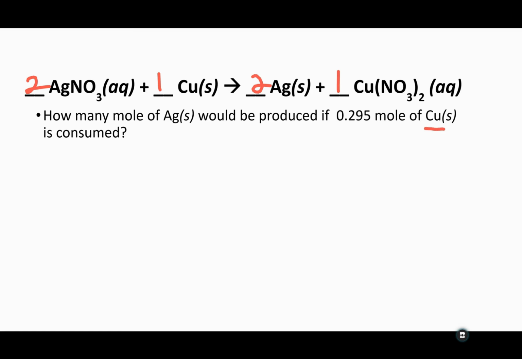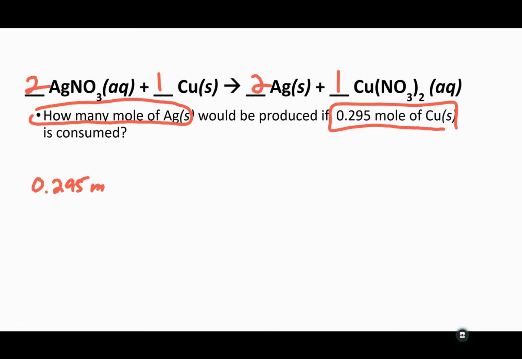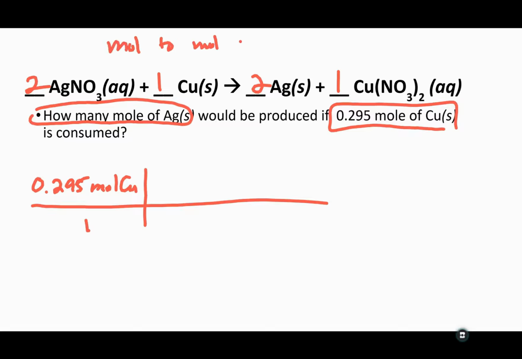This is my known because it has a number and a unit. My unknown is what I'm looking for. How many moles of silver? So I'll start off with my known, 0.295 moles of copper. All of these will be over 1. So if I'm converting moles to moles, that will be 2 steps.